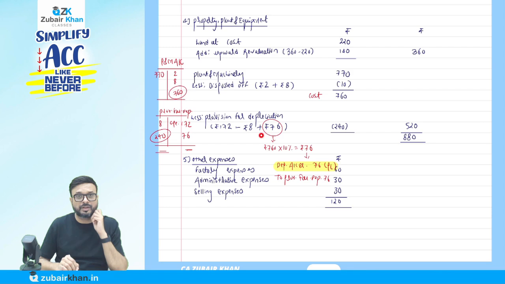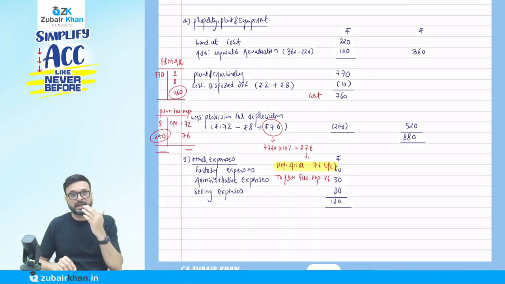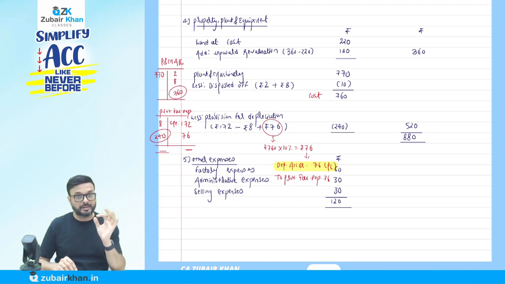Okay, and here you got the point. Add means here we are going to deduct from the plant and machinery the total. At the time of sale the WDV was 2,000.